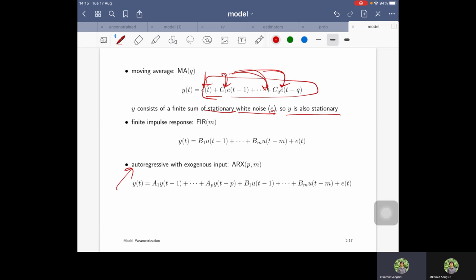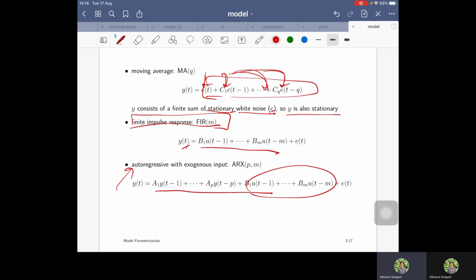I would like to skip to ARX. The ARX model is the one with the autoregressive term and the exogenous input. Last one, finite impulse response. This is the one we use in engineering. It suggests that Y depends on the past of deterministic inputs.